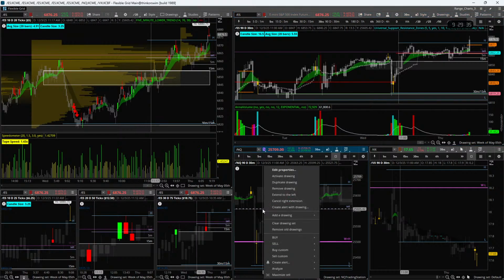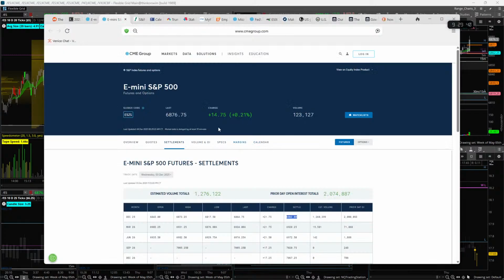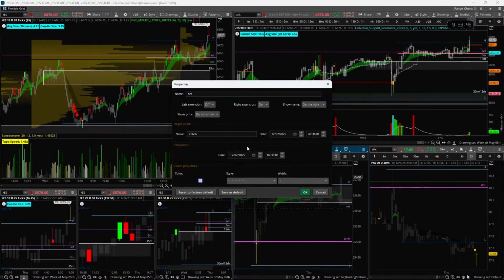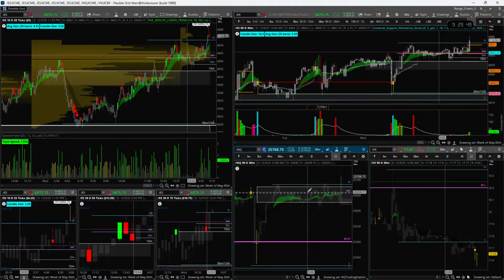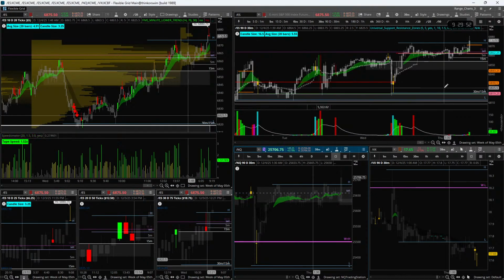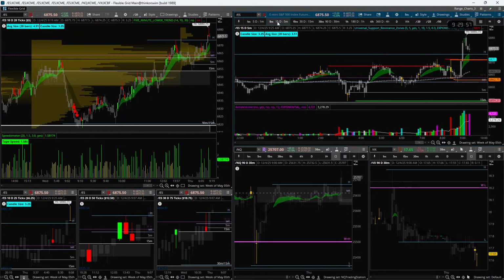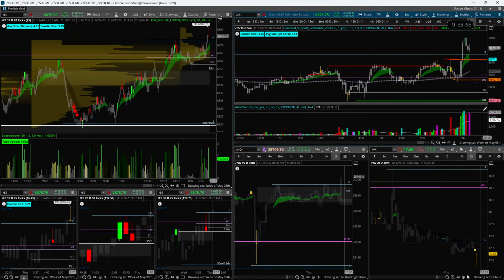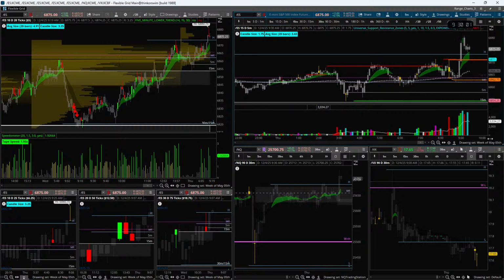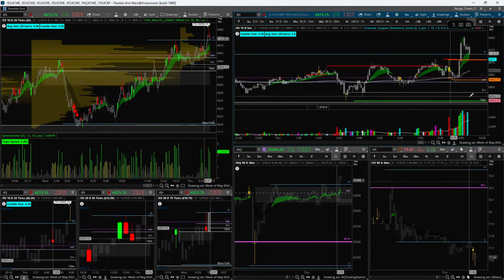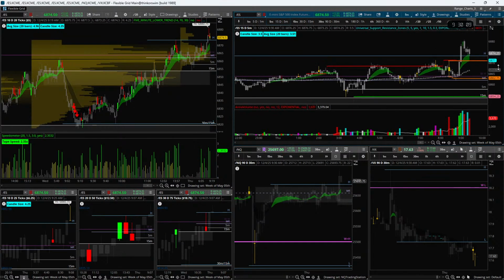And then NQ. All right, other than that, we're done. Just wait for the market to open up, and we'll see what we can do with what we got. And there goes the market opening up. All right, and we'll see if we can play with any of these levels that we have here.